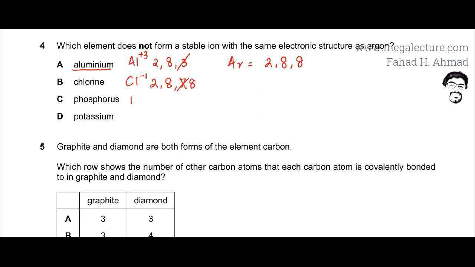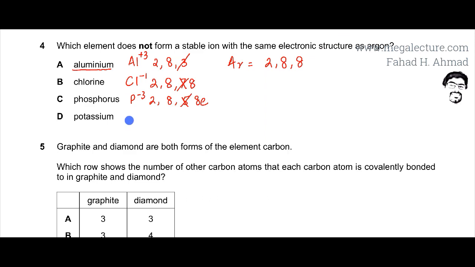Similarly, phosphorus has 15 electrons. Its electronic structure is 2, 8, and 5. But phosphorus forms a -3 ion. It's in group 5. So instead of having 5 electrons, it's going to have 8 electrons, 3 extra electrons in its outer shell. So its electronic structure is going to be similar to argon as well.